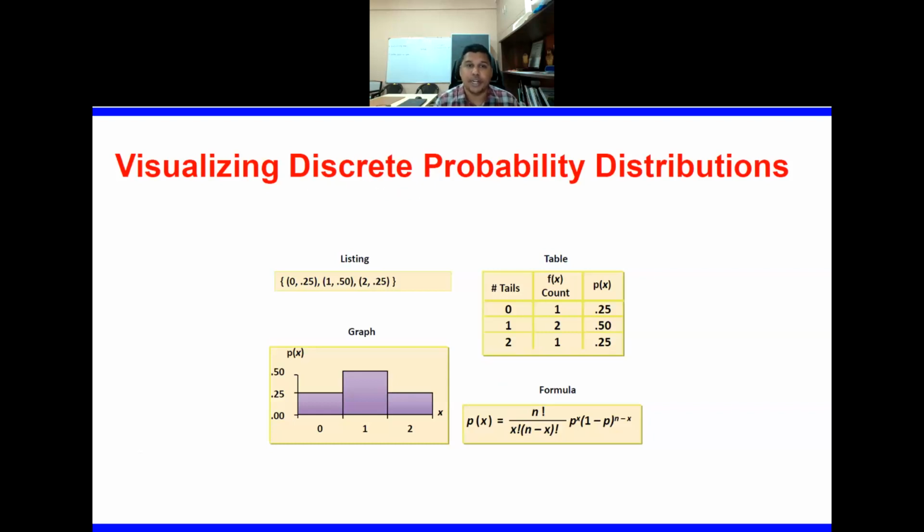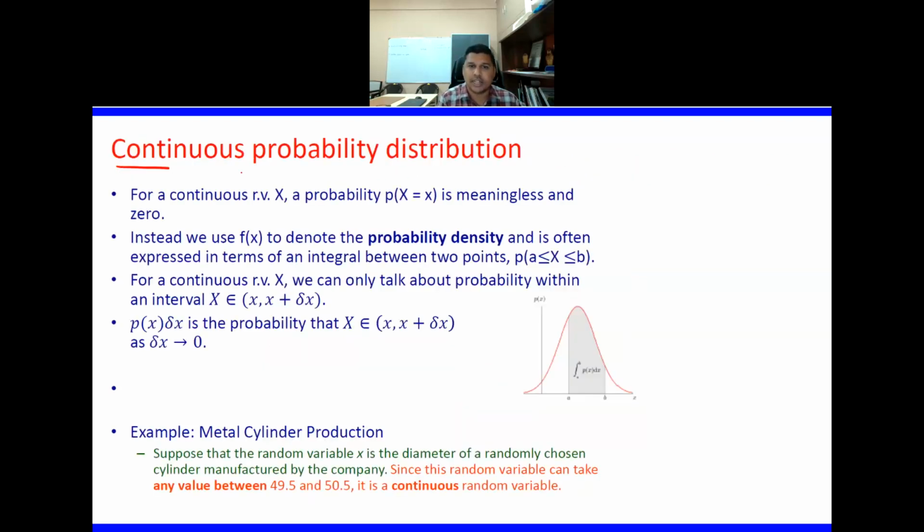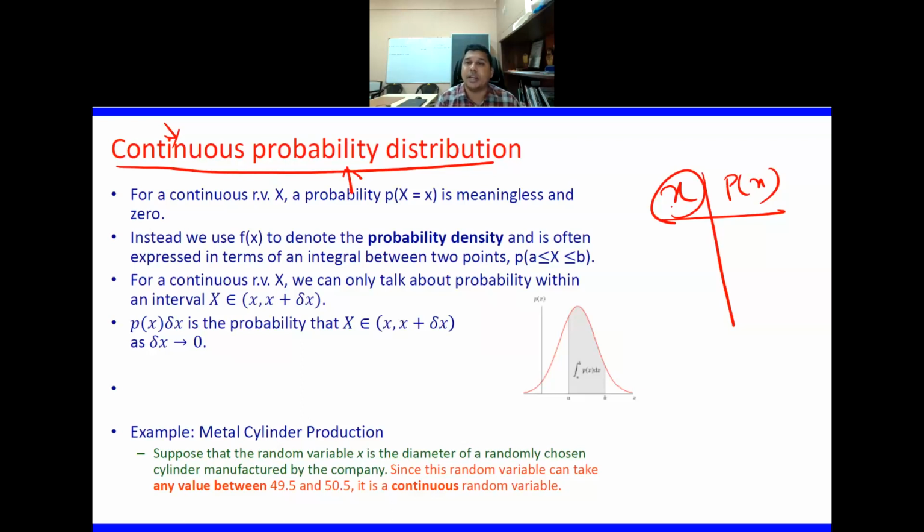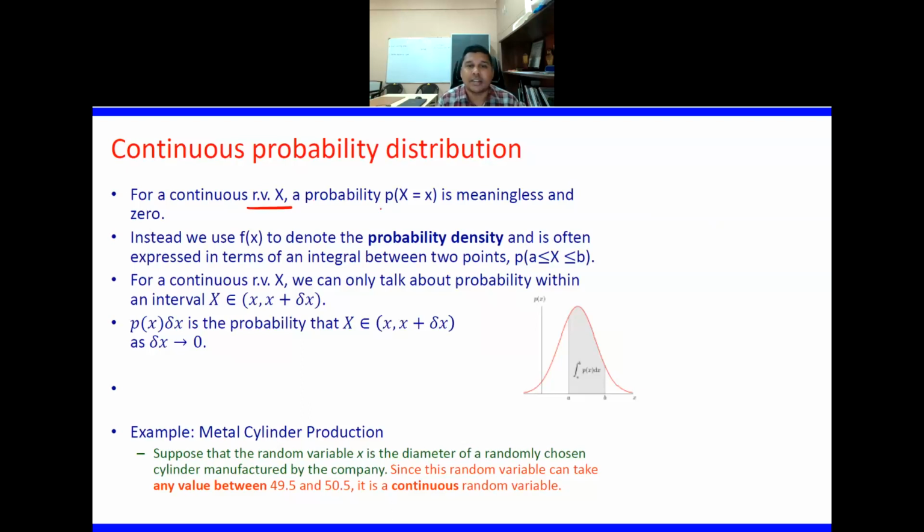Whereas a continuous probability distribution is a probability distribution for a continuous random variable. What is a probability distribution? A collection of the outcomes along with their probabilities. This outcome belongs to which kind of random variable? A continuous random variable. So for a continuous random variable, the probability of X equal to x is meaningless and 0. Why? Because you do not know this x. In continuous probability, you cannot write it like this. Why can't you write it like this?